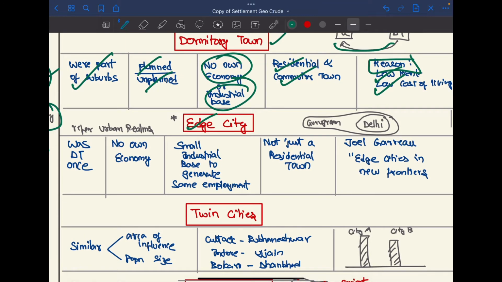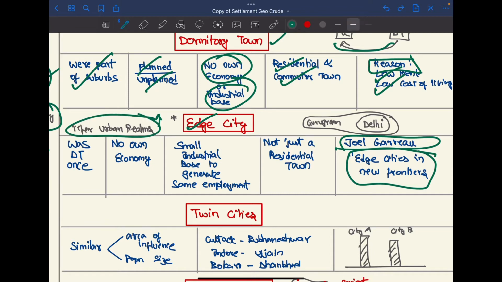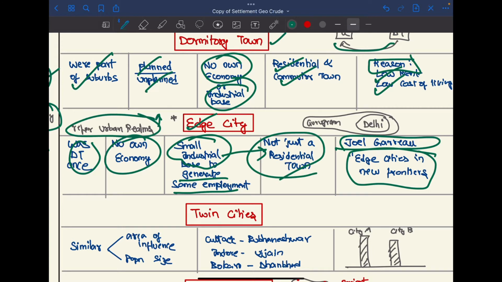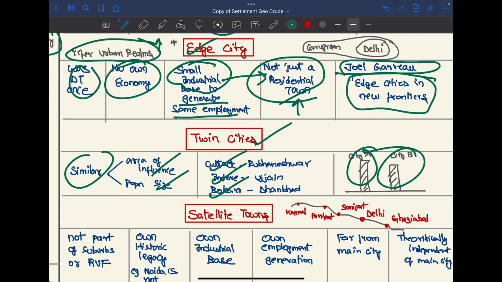Next, we have the edge cities. We have seen this already in the urban limbs in the models of urban morphology. This was given by Joel Garreau in his Edge City: Life on the New Frontier. This was a dormitory town once, but they do not have their own economy. They have a small industrial base to generate some employment. Because they have a small industrial base, not all of them are only residents, but also they may be workers here. Next, we have twin cities. These are the cities with a similar population or similar influence. So examples are Cuttack, Bhubaneswar, Indore, Ujjain, Bokaro, and Dhanbad.